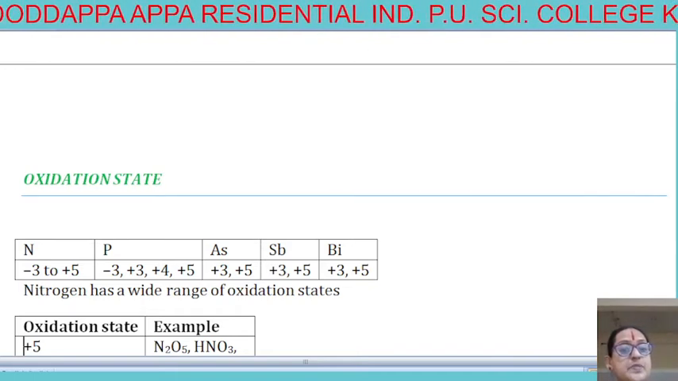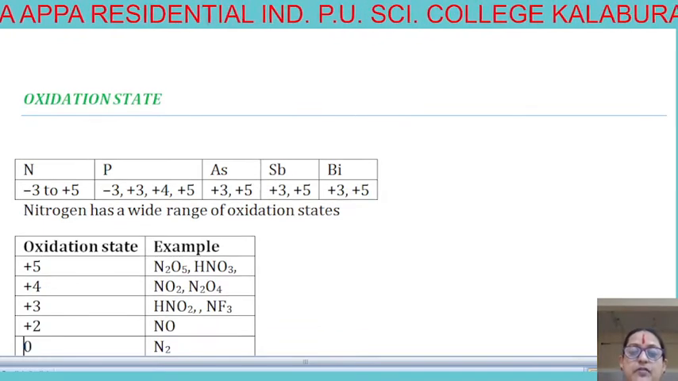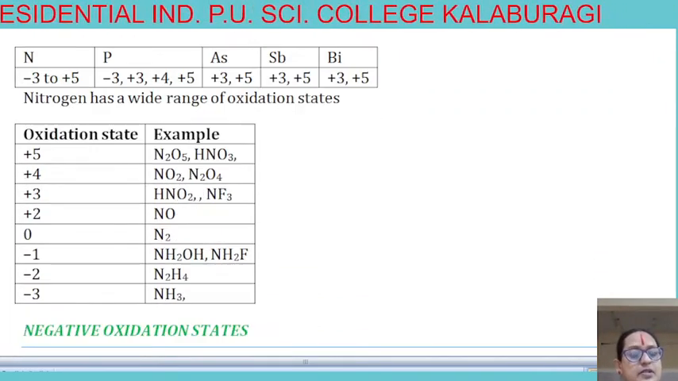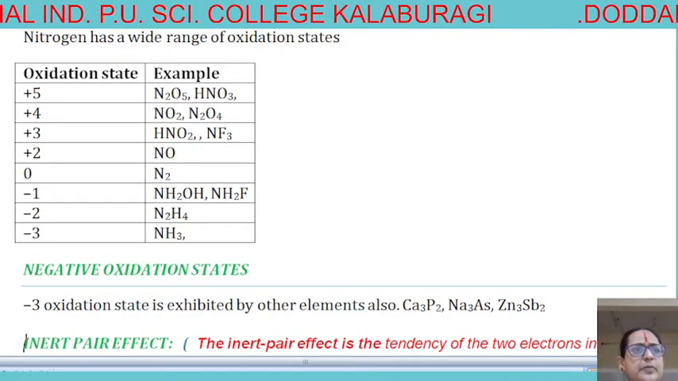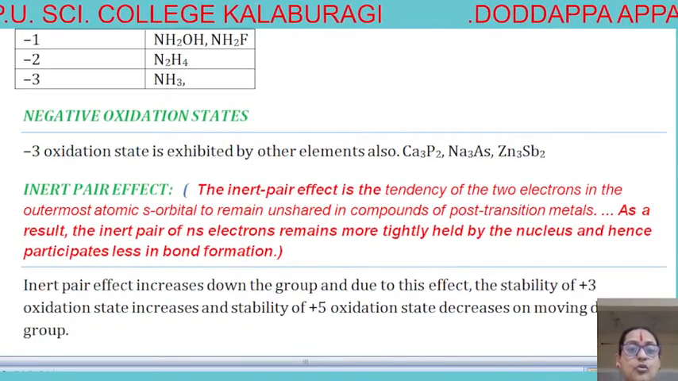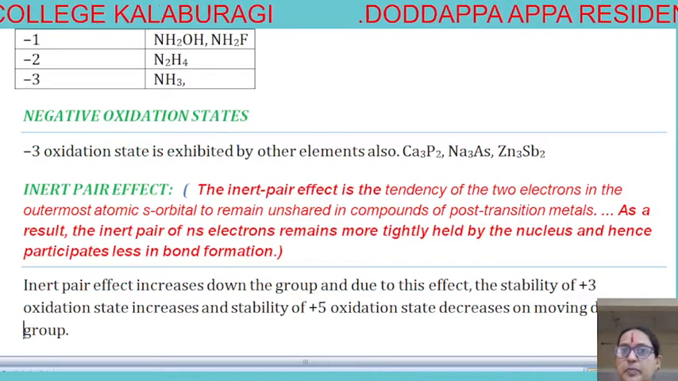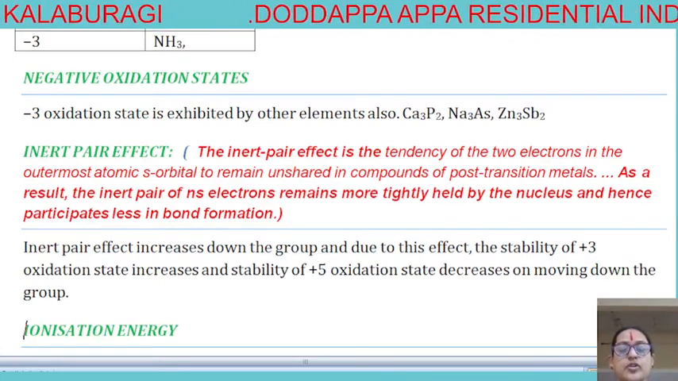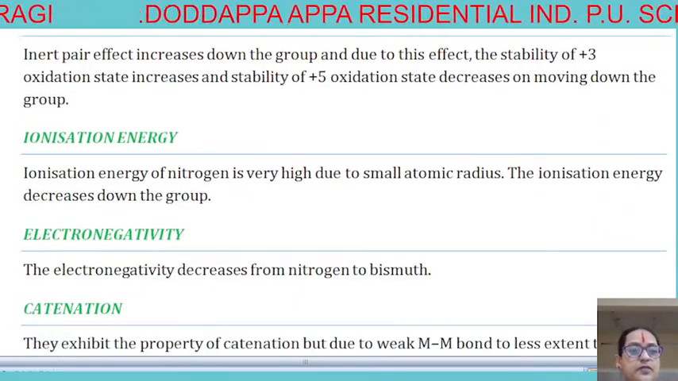But bismuth has the +3 oxidation state. It is more stable with +3 than +5. Why? Because as we go down, the inert pair effect increases. Increase in inert pair effect is nothing but the ns electrons being more attracted towards the nucleus. As they are more attracted toward the nucleus, they do not take part in chemical reaction and they don't lose. Because of that, the oxidation state of bismuth is +3 rather than +5.